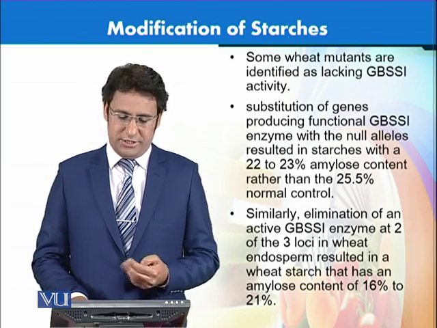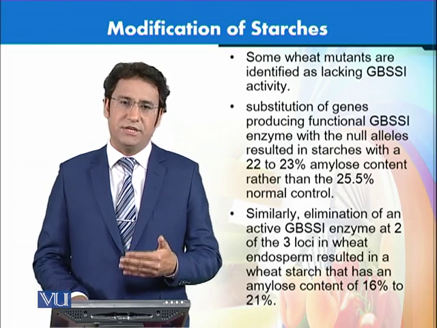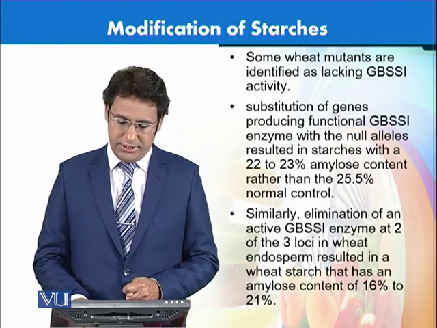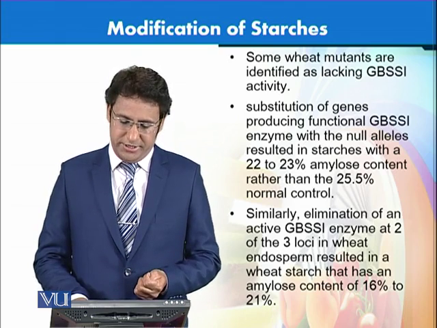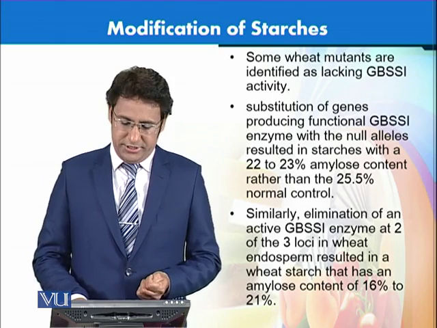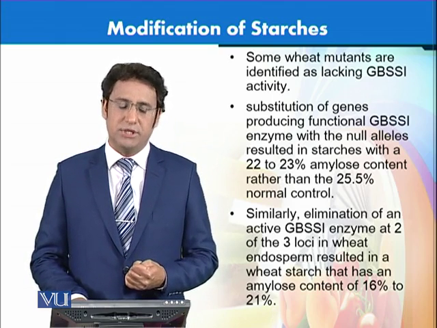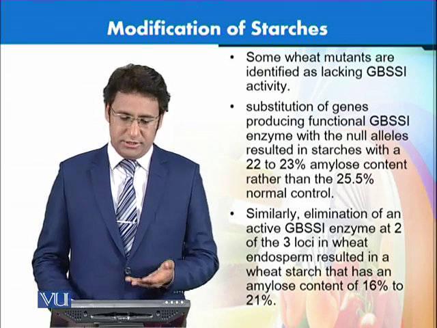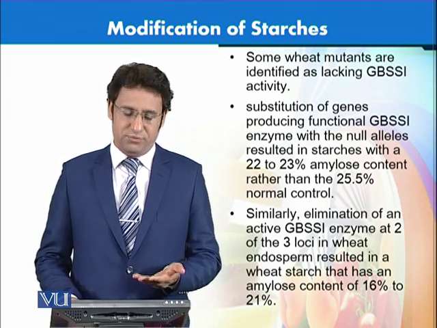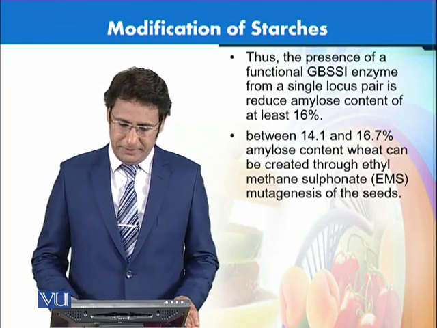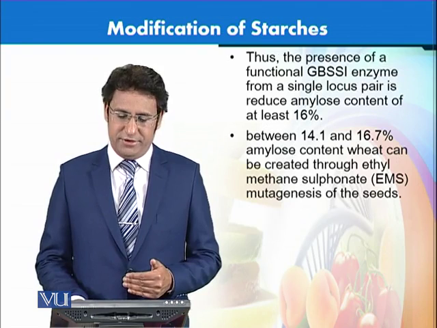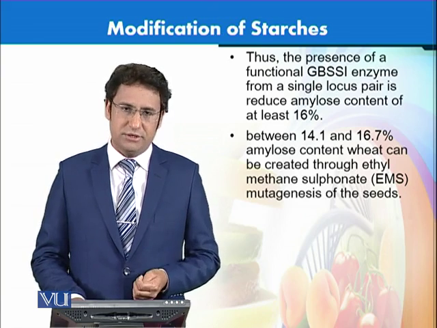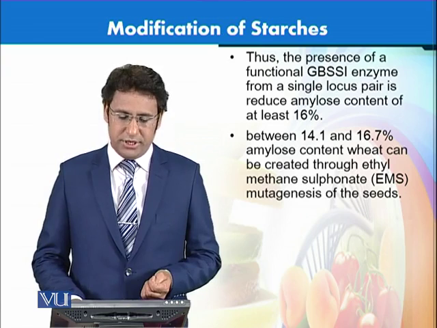So that actually tells you that we can reduce this activity of the enzyme by substituting with some of the null alleles. There have been other studies where people have actually eliminated active enzymes at 2 and 3 loci in wheat endosperm. That has much lower amylose content, for example, 16 to 21%. So that can reduce the amylose content in your final starch that is otherwise 25.5% in those wheat varieties. So we know that if we have a functional GBSS enzyme from a single locus pair, it can reduce the amylose content dramatically in any crop.